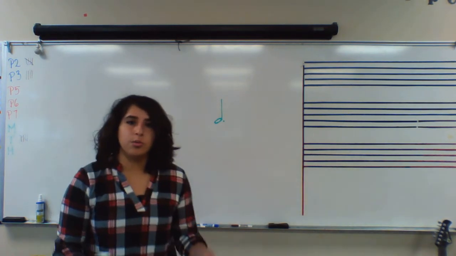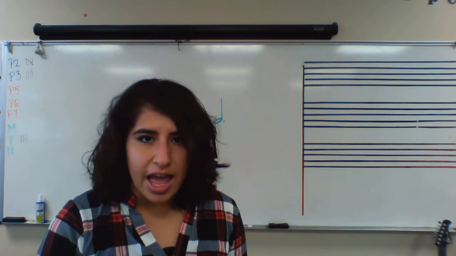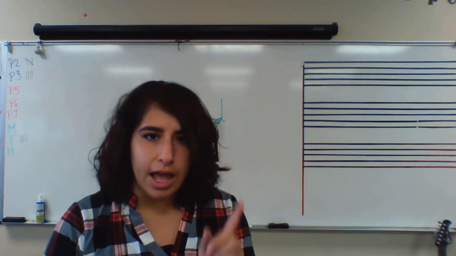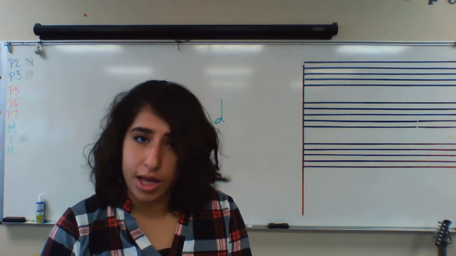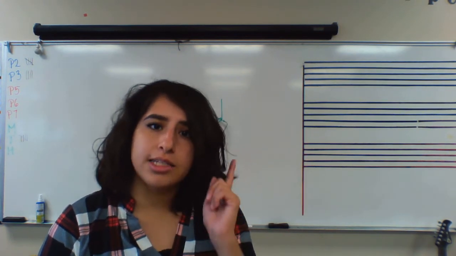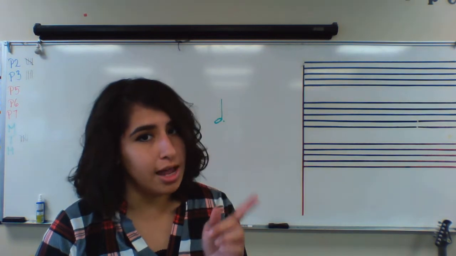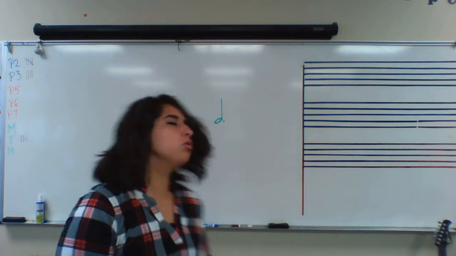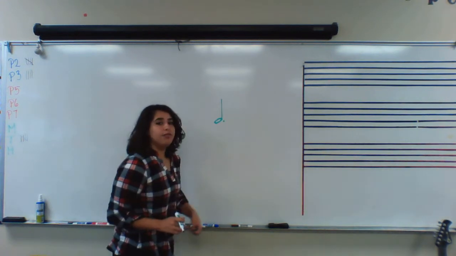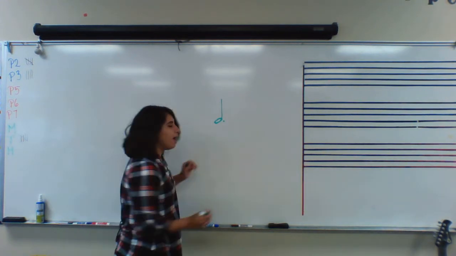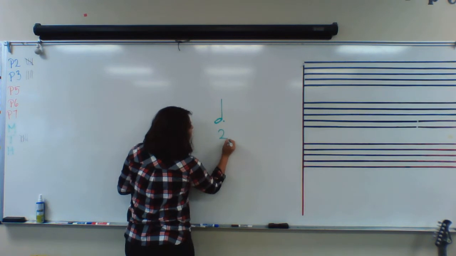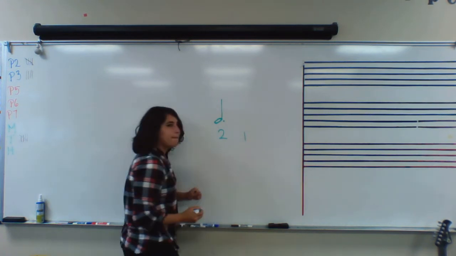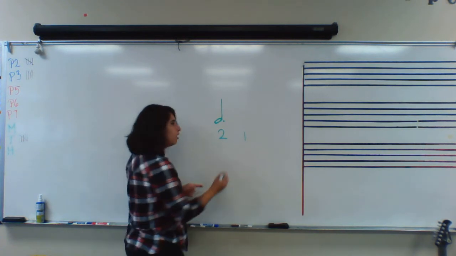What does the dot do? Okay, the dot adds half of its value. Say that with me 3 times. The dot adds half of its value. Again, the dot adds half of its value. One more time. The dot adds half of its value. What does that mean, Ms. Rodriguez? Half notes. What is the value of a half note? The value of a half note is 2. What's half of 2? It's 1. Half of 2 is 1.